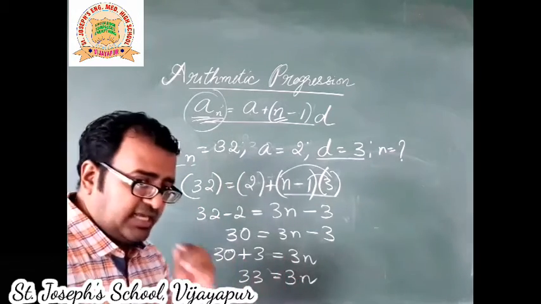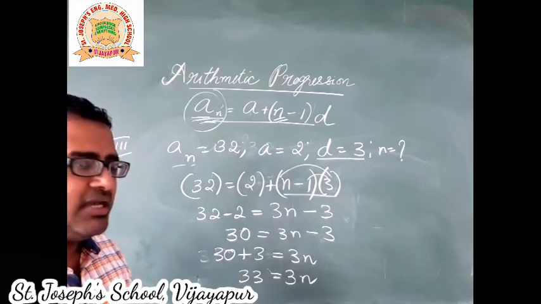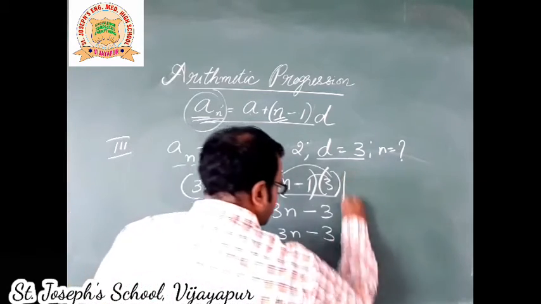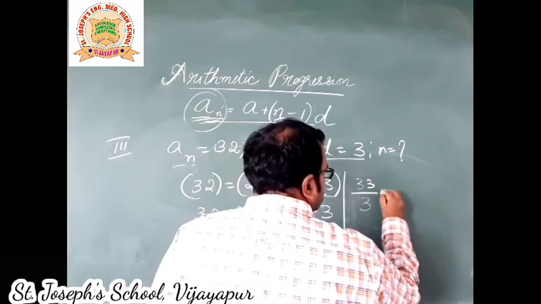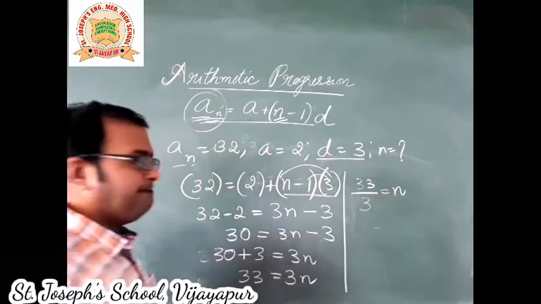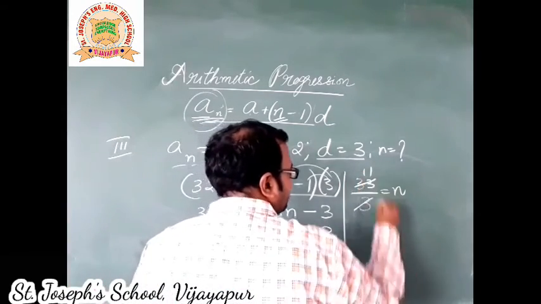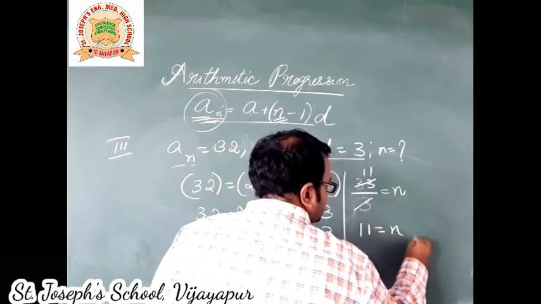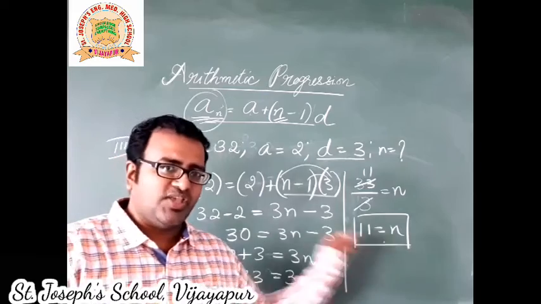If 33 is 3n, what happens to this 3? When it comes to the other side, it becomes divided by 3. So 33 divided by 3 is equal to n. 3 ones are 3, 3 elevens are 33. So n is equal to 11. There you go. You got the number of terms. Same, right?